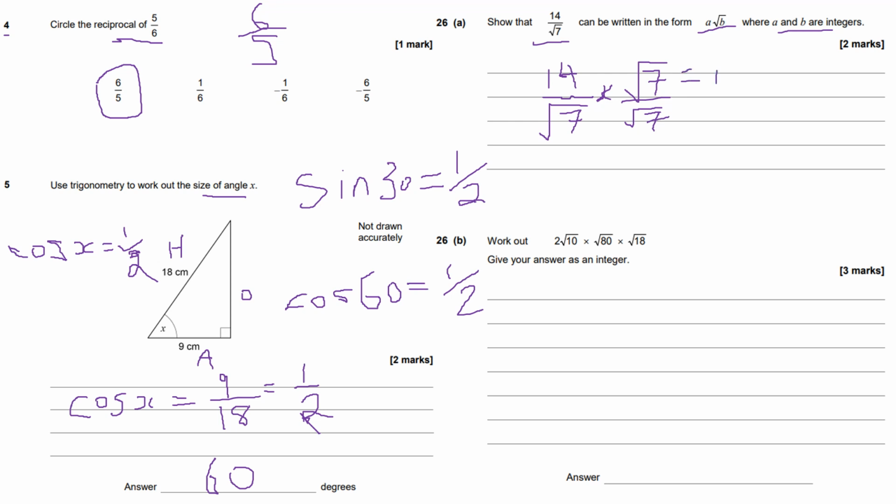So we get 14 lots of root 7, so 14 root 7 divided by root 7 times root 7, which just goes to root 49, which is equal to 7. 14 divided by 7 is equal to 2. So my final answer is equal to 2 root 7.